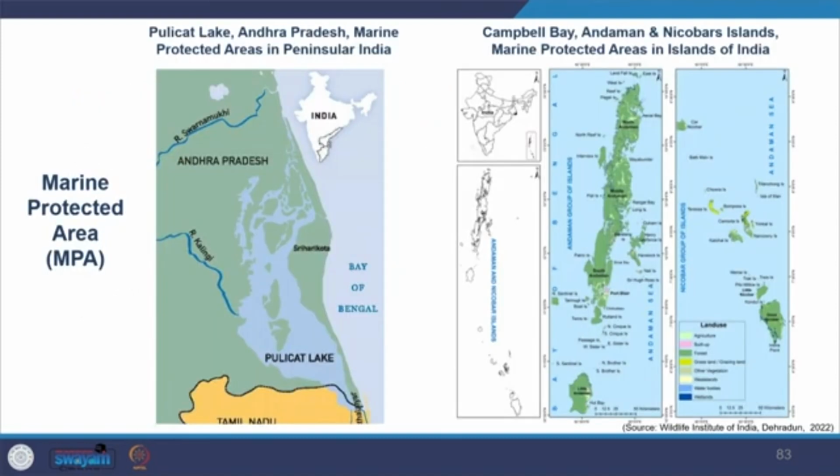For example, you can see Pulicat Lake in Andhra Pradesh. Then you can also see Campbell Bay in the Andaman and Nicobar Islands.